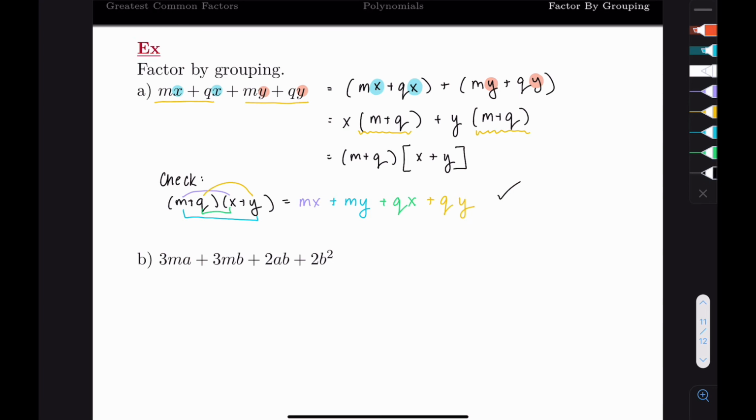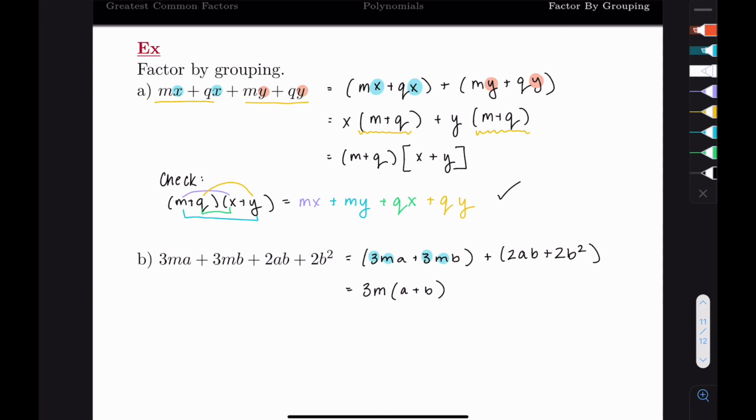We've got 3ma, 3mb, 2ab, 2b squared. So again, typically the first 2 terms and the second 2 terms is what you should try doing. So I'm going to go ahead and group 3ma and 3mb. And then we'll group 2ab and 2b squared. So from the first term, they both have a 3 in common, and they both have an m. So we're going to take out 3m, and what we're left with is a plus b.